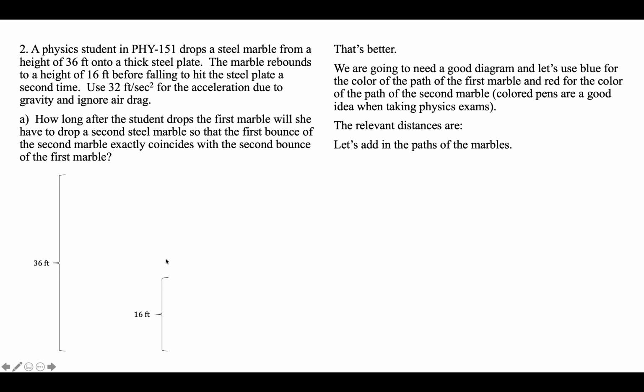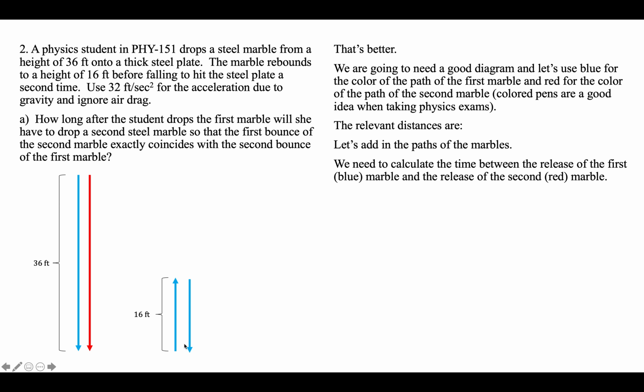Now we can put in the paths of the marbles. The first one is blue, drops down 36 feet, hits the steel plate, bounces back up 16 feet, stops, comes back down, hits the plate for a second time. The red marble falls straight down, and this bounce right here coincides with that bounce.